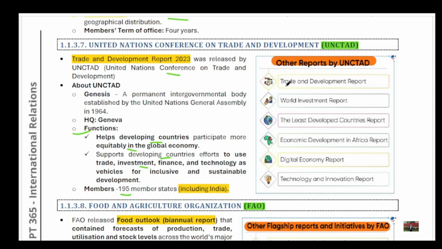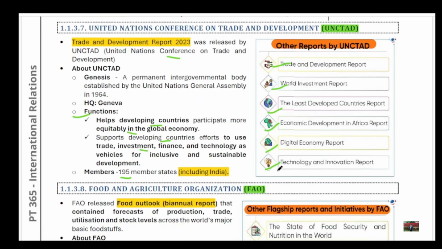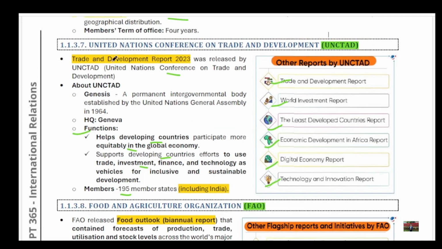Some important reports by the UN Conference on Trade and Development are the Trade and Development Report, World Investment Report, Least Developed Countries Report, Economic Development in Africa Report, Digital Economy Report, and Technology and Innovation Report. So these are some of the important reports by the United Nations Conference on Trade and Development. Remember the news that there was a report known as the Trade and Development Report. It was released by the United Nations Conference on Trade and Development.